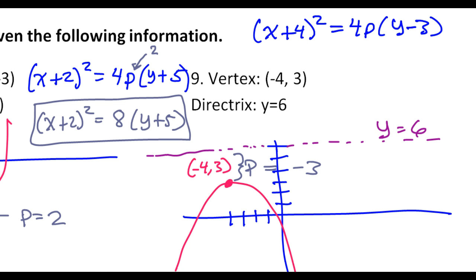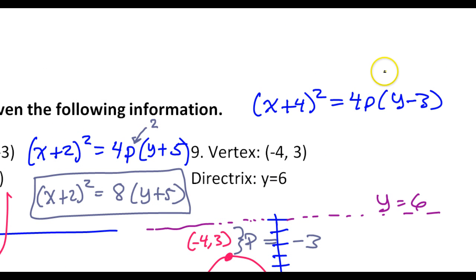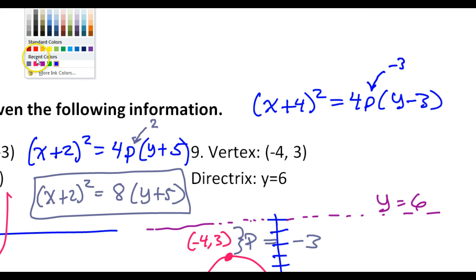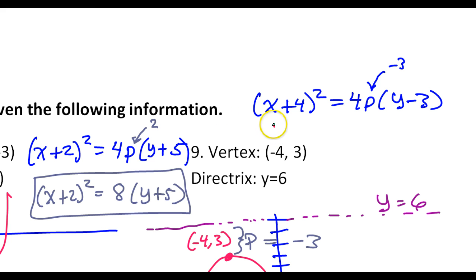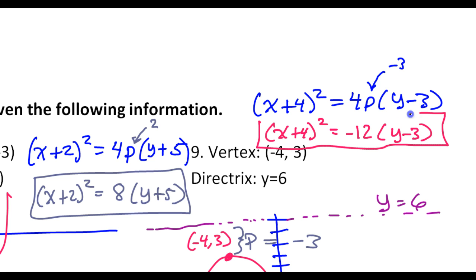All right, so since p is -3, all I have to do is go ahead and put in that -3. So that's why my final answer is going to be (x + 4) squared is equal to -12 times (y - 3). Okay, so that should be your final answer. Here endeth the lesson.